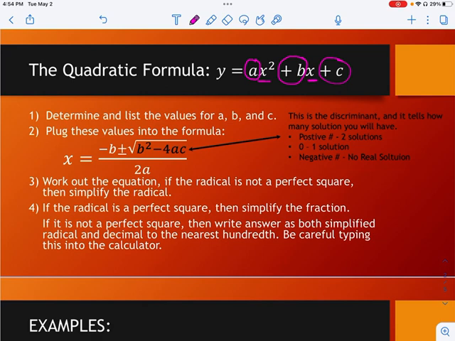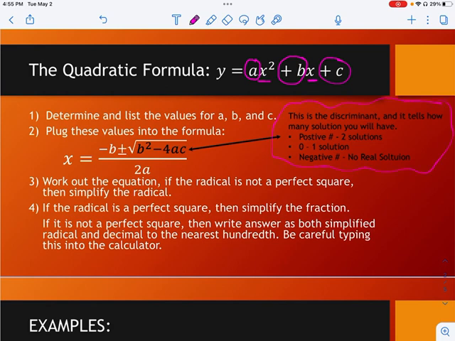That's how the song goes. It just helps you memorize your formula. Once you plug those values in for a, b, and c, you simply work out the equation. If the radical is not a perfect square, then you're going to simplify the radical if possible. If the radical is a perfect square, then look to simplify the fraction. If it's not a perfect square, then you're going to write it both as a simplified radical and as a decimal. Okay?